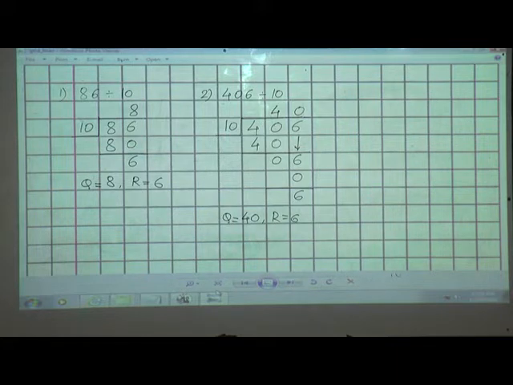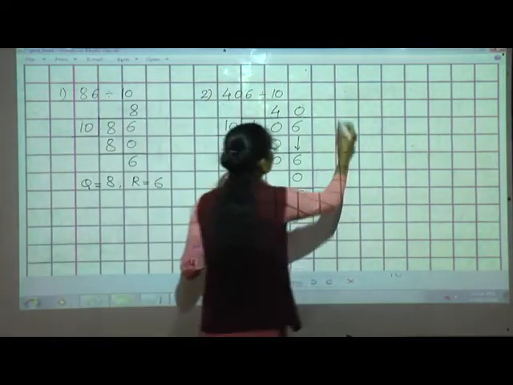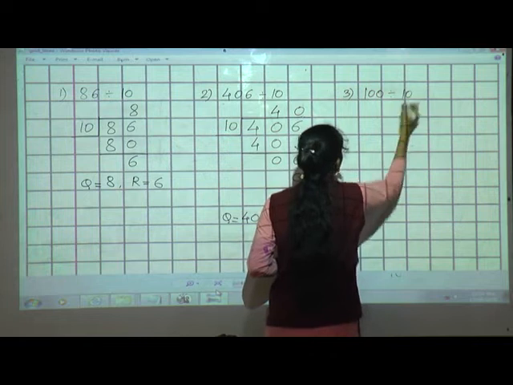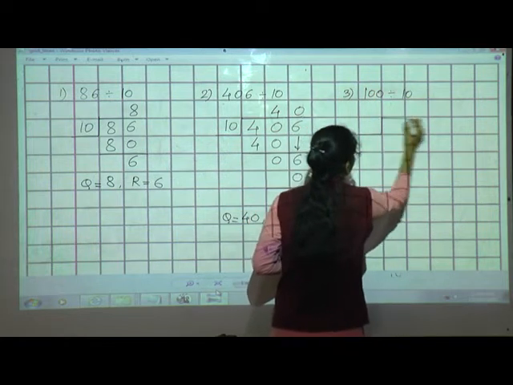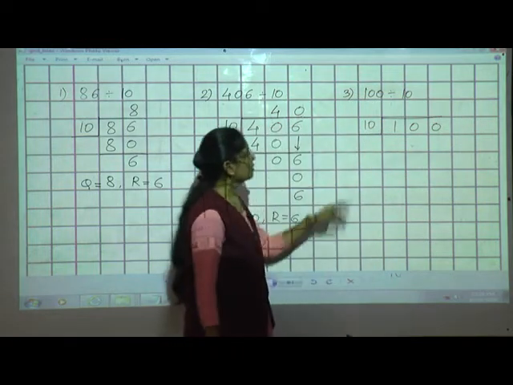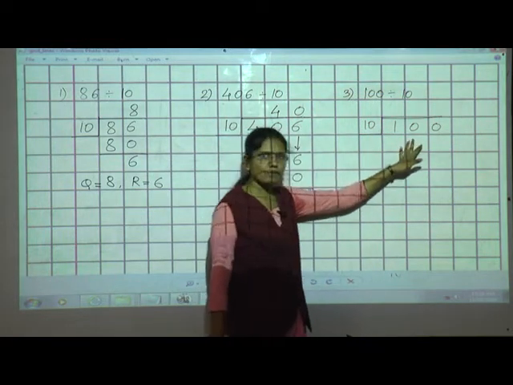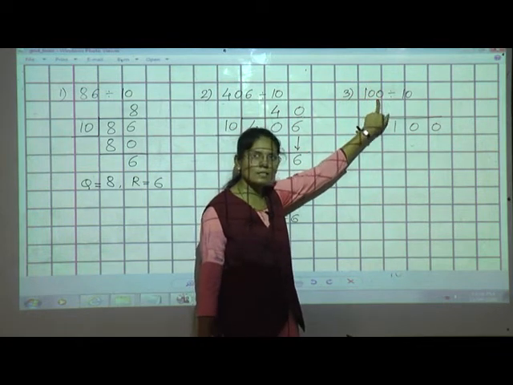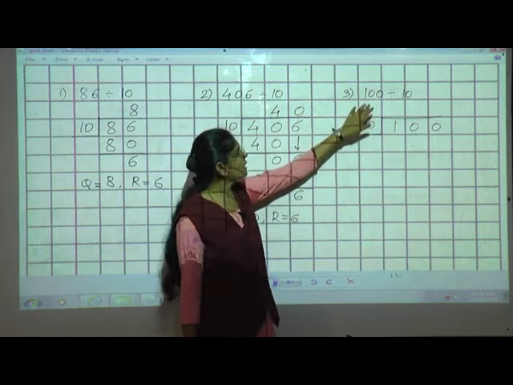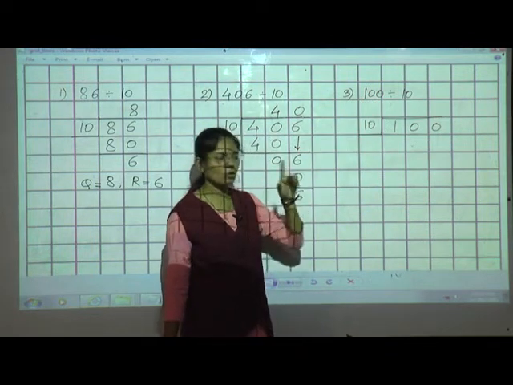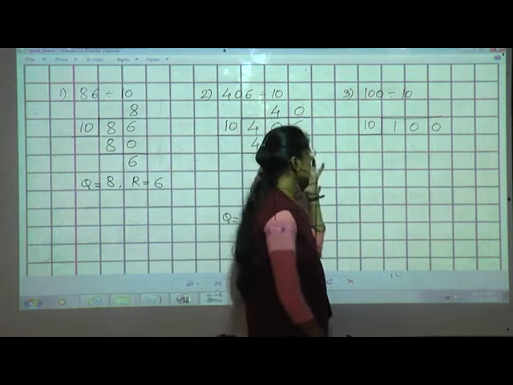Okay. Then we'll move to the third example, that is 100 divided by 10. After solving, see at the ones place which number you can see here? 0 is there. So after solving we should get the remainder 0 and the quotient should be 10. Okay, so let us solve. Let us check the example.